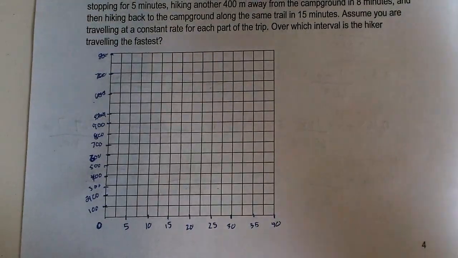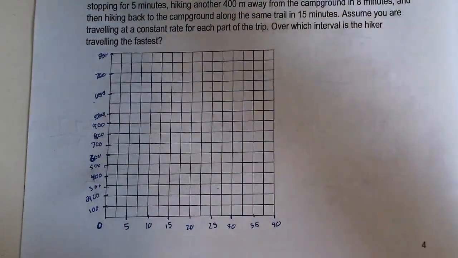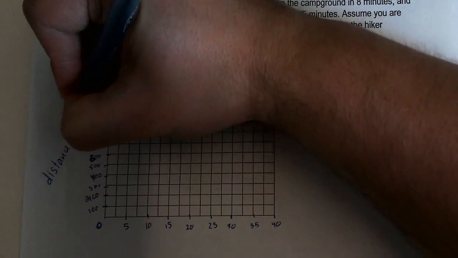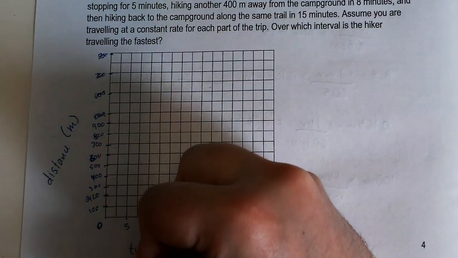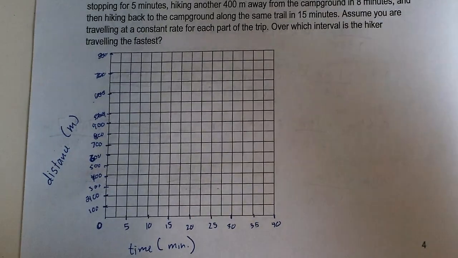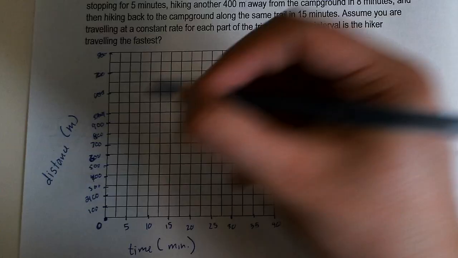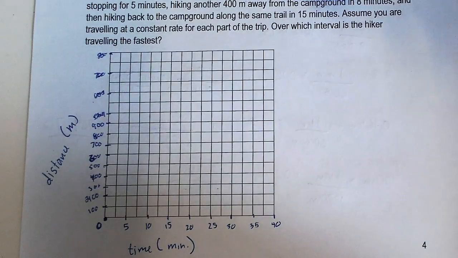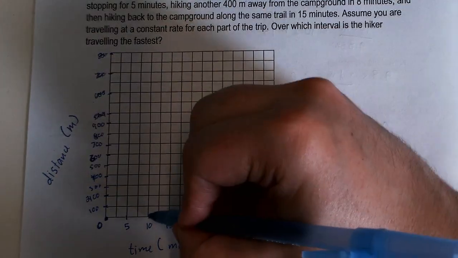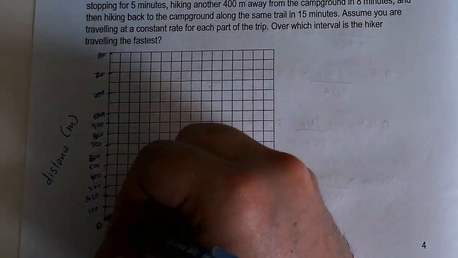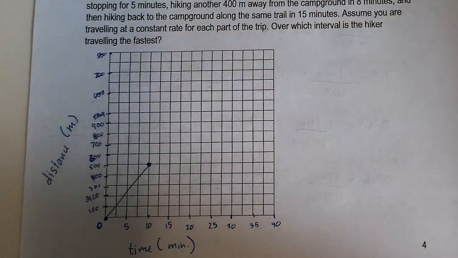Sorry, that looks really terrible, but basically I counted each line here up 100 meters. So this is my distance in meters, and this is my time in minutes. All right, so we're going to start at the beginning. So after 0 time, we've gone 0 meters. It says we've hiked 500 meters from the campground in 10 minutes. So at 10 minutes, we are going to be up here at 500 meters. And we'll just draw a line connecting that.